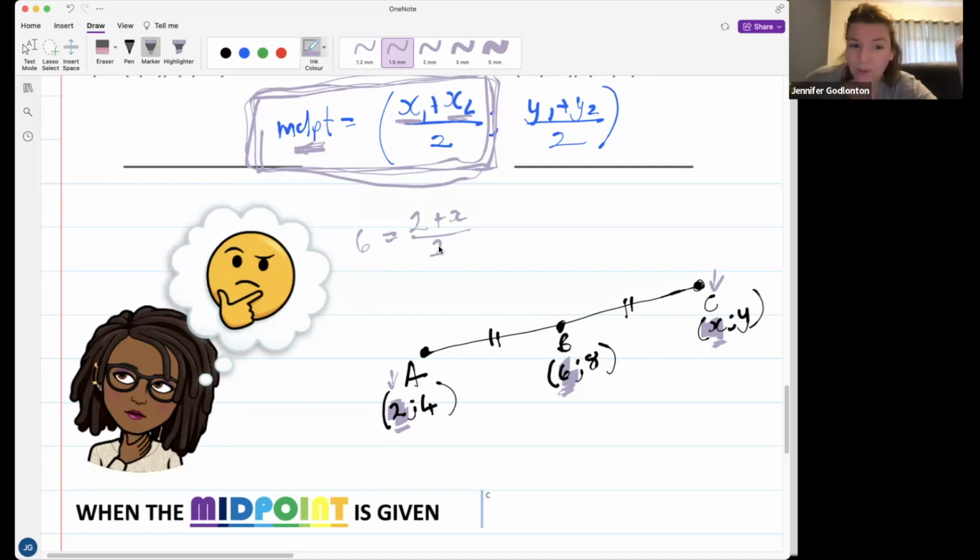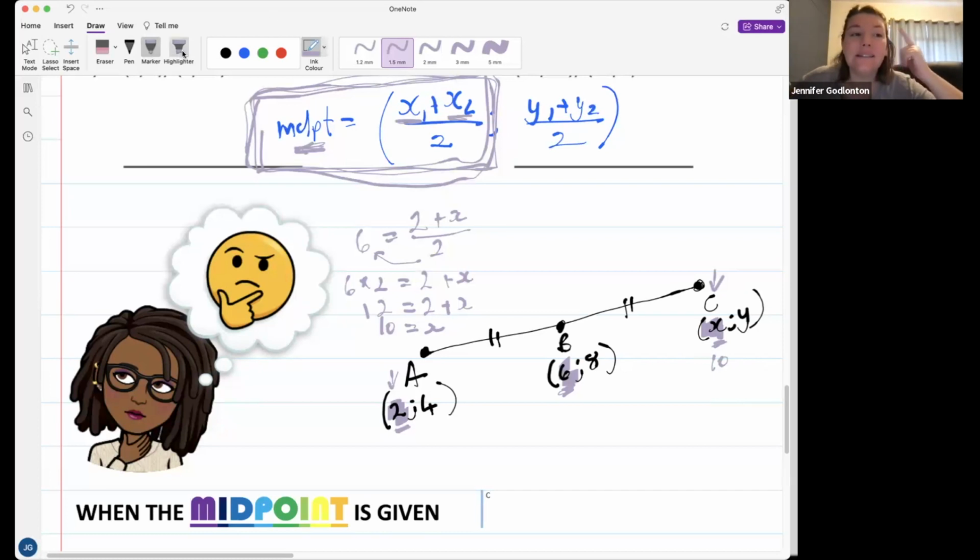Then it's just a simple equation. So I'm going to move this 2 up. So that's going to be 6 times 2 is equal to 2 plus x. So I have 12 is equal to 2 plus x. So what is x going to be equal to? 10. Yes, good. x is going to be equal to 10. So now we know that that value is 10.